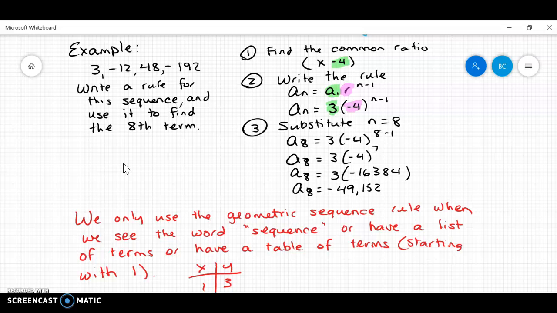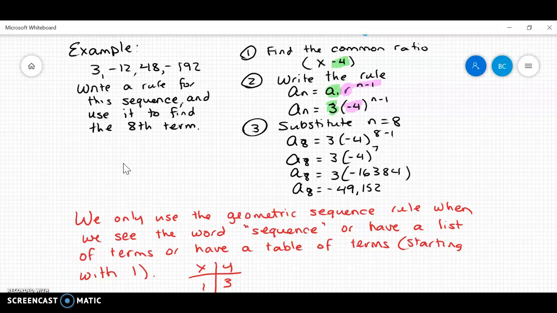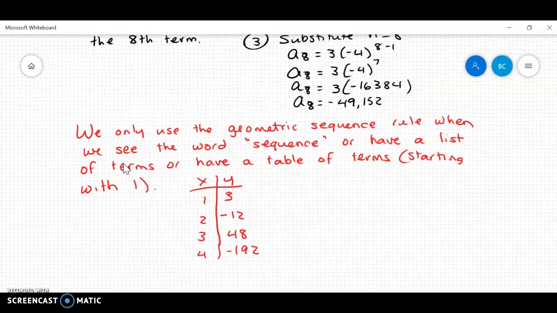And again, I use n-1 as my exponent. And then if I want to use it to find the 8th term, I substitute n equals 8. So I'm finding a sub 8, the value of the 8th term. I've got my beginning value, multiplying it by my common ratio, raising it to the 7th power. So therefore, a sub 8 would equal -49,152.